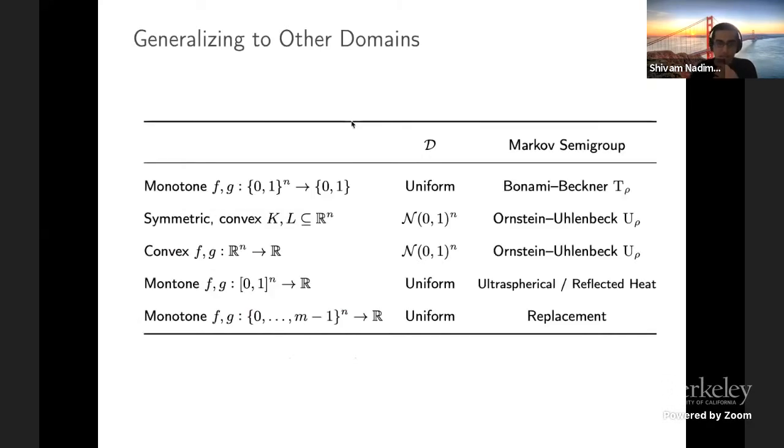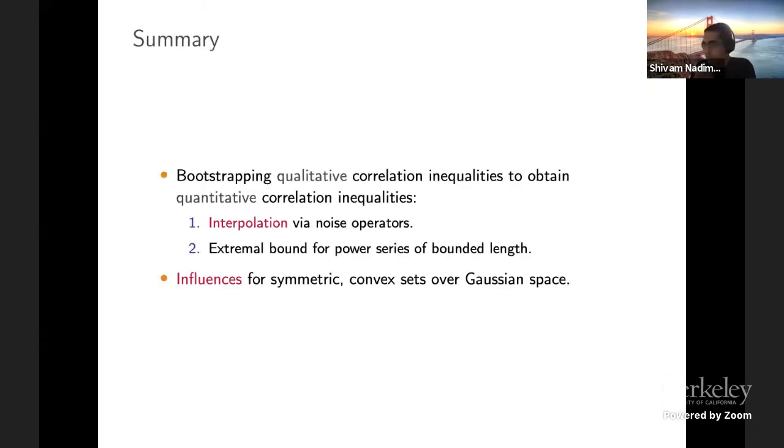And so this lets us obtain quantitative correlation inequalities in a bunch of different interesting domains by choosing an appropriate Markov semigroup. And there doesn't seem to be a canonical choice of Markov semigroup on some of these domains. For example, on the solid cube, for each different choice of Markov semigroup, we get a seemingly different quantitative correlation inequality. So here's a quick summary of everything I just described.